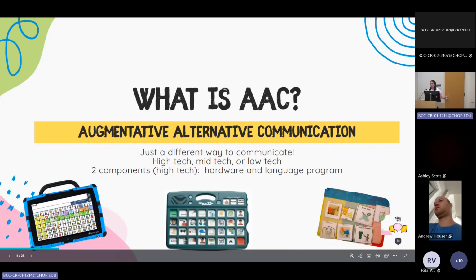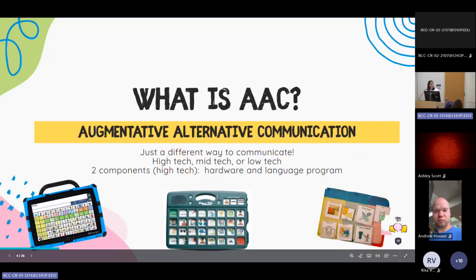So as far as what is AAC, there are a couple of different kinds. Most of your kids at this point probably have high-tech devices, like this one on the bottom right, where they're touching an icon, it says it out loud, it's some kind of computer. But there are other kinds of devices you might have started with at some point: mid-tech, which is in the middle, or low-tech, like PECS, a paper-based picture exchange system. With a high-tech device, there are two components: the hardware, the machinery itself, and then the language program that's selected with it.